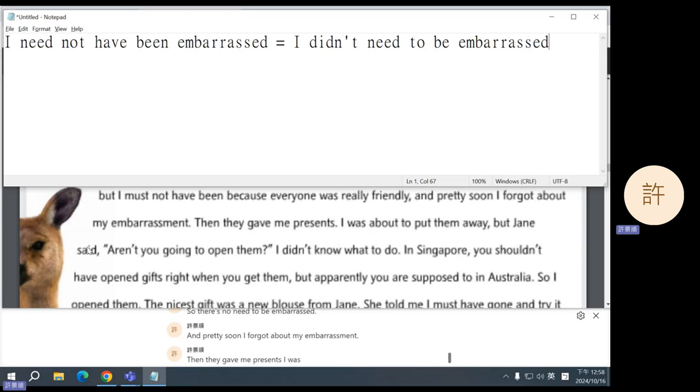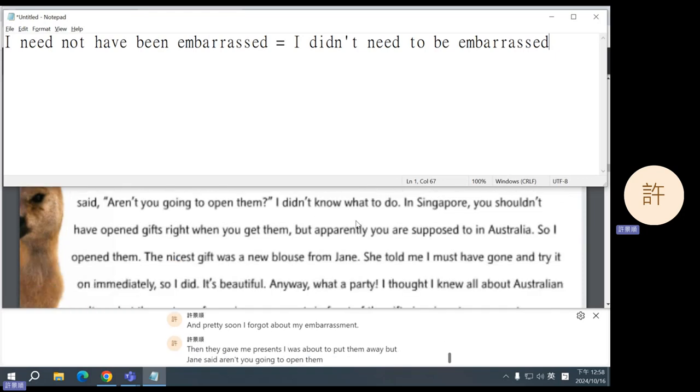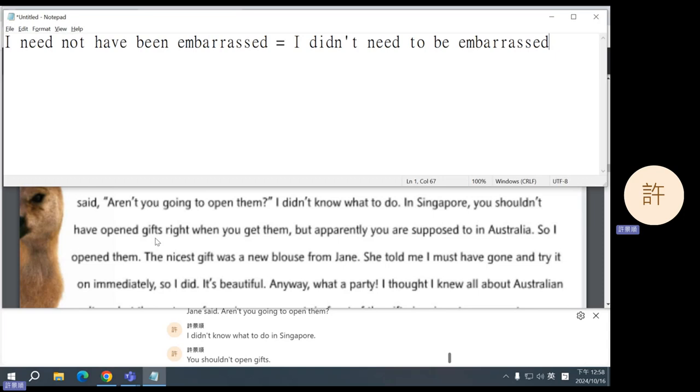I was about to put them away, but Jane said, "Aren't you going to open them?" I didn't know what to do. In Singapore, you shouldn't open gifts. This sentence is talking about a typical situation, not a specific moment in time. So we don't need the grammar related to time or completion, anything. Just a very simple present tense. You shouldn't open gifts right when you get them.